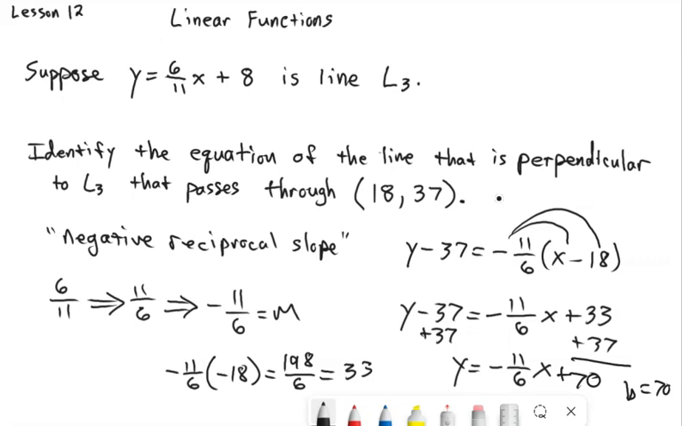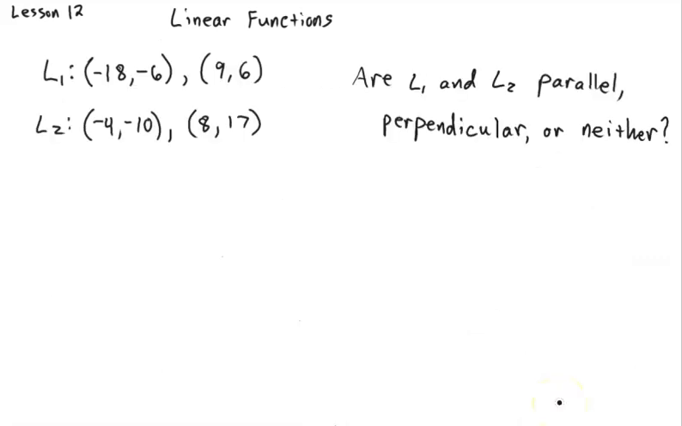This line is perpendicular to L3, and it passes through the point 18. Okay, so we got the situation where we're given L1, that's line 1, and L2, that's another line. L1 has these 2 points on it, so it passes through negative 18, negative 6, and 9, 6. Any 2 points automatically define a line, so that we can find a slope, we can find a y-intercept. Same thing for L2. And then it says, are L1 and L2 parallel, perpendicular, or neither?